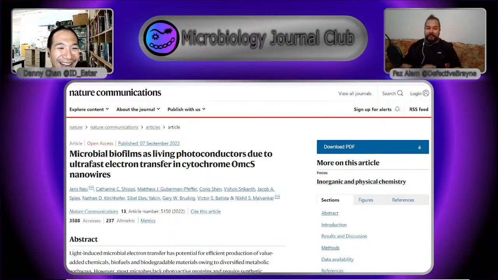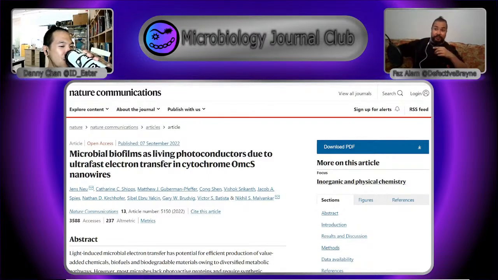So the title of the paper is Microbial Biofilms as Living Photoconductors Due to Ultrafast Electron Transfer in Cytochrome OmcS Nanowires. So we're looking at the same bacteria, Geobacter sulfurreducens, and this one focuses more on the structure of those biofilms. We mentioned earlier those biofilms have a lot of cytochrome in them. Cytochrome is a big player in the respiratory transport chain. It helps to transfer electrons, and in this case it forms part of those biofilms where it helps to transfer electrons between the bacteria that are living in this situation.